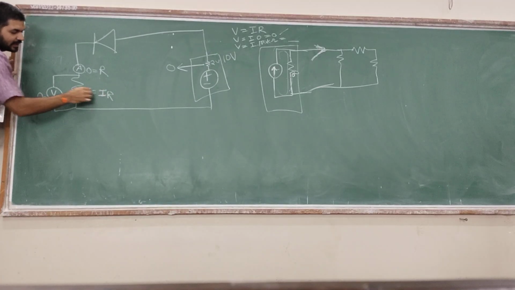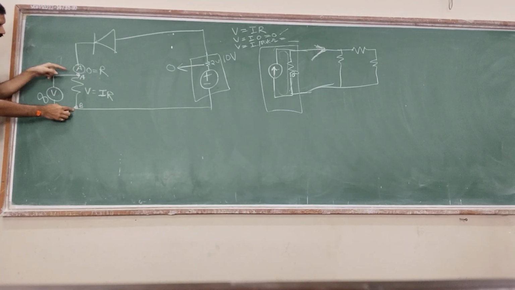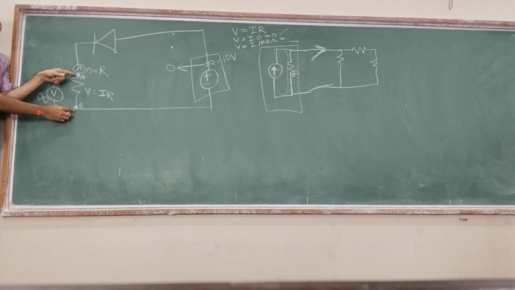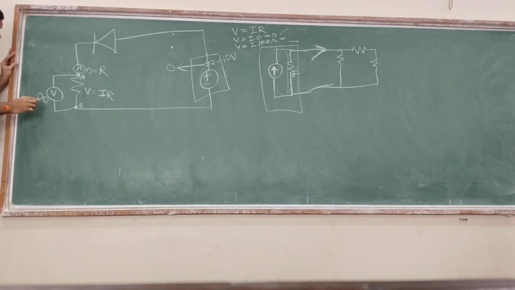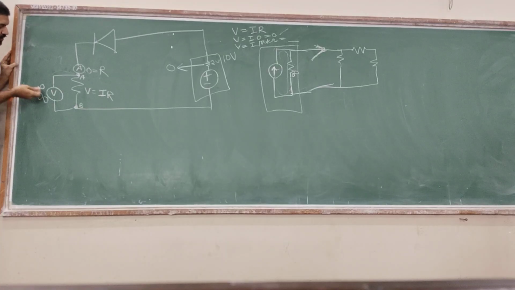I want to measure at this point, between these 2 points. Okay, point A and point B, I want to measure the voltage. Now, if the voltmeter's resistance is 0, what will happen? Current will come like this, it will come like this, and now at this point, current will flow like this because 0 resistance.